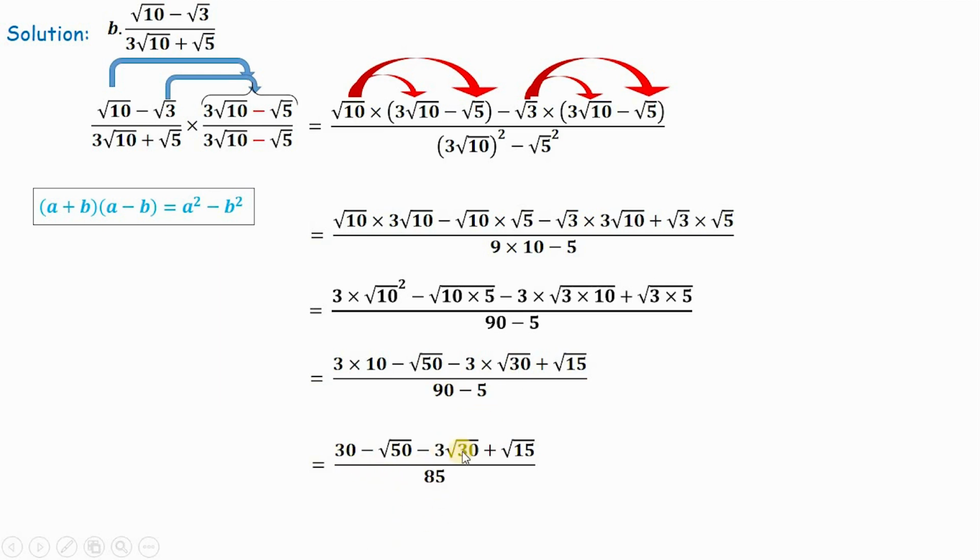Now here we cannot take any common factor from the numerator and the denominator, so we cannot cancel anything over here. That is the answer.